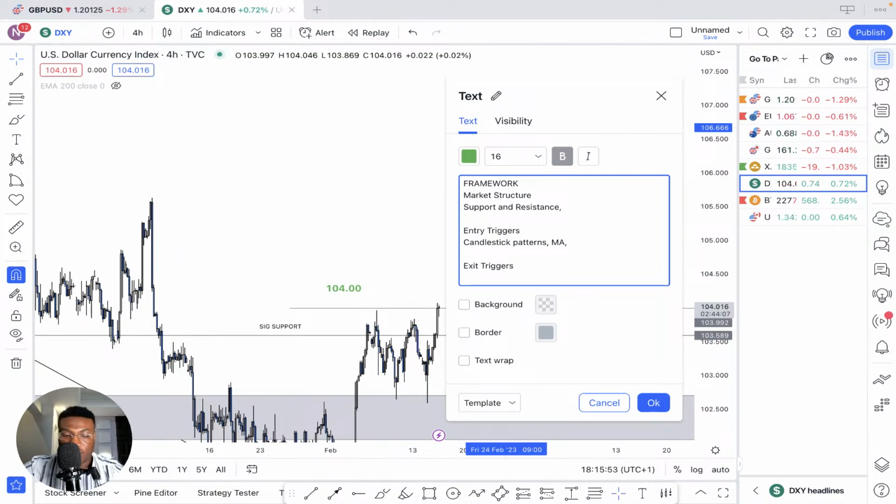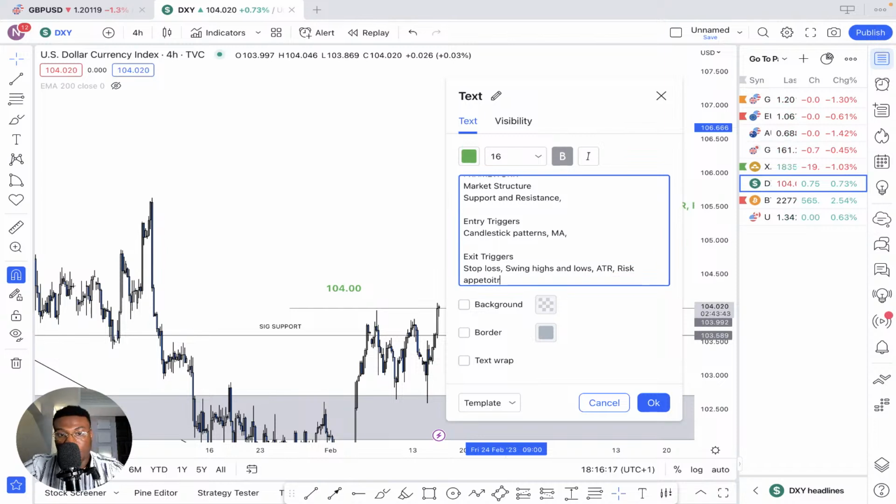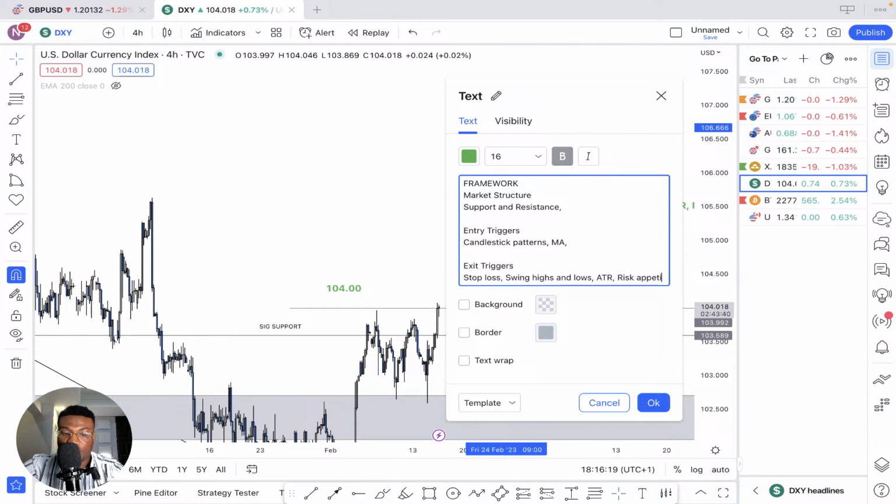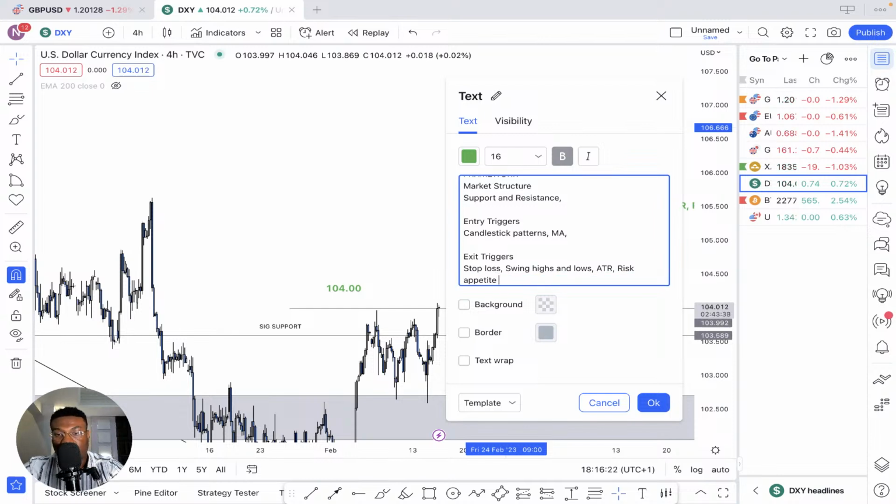So your exit triggers is obviously when you use your stop loss, and you can use swing highs and lows for your stop loss, depending on the time frame. You can also use the ATR indicator. You can use a risk appetite as well. But it's actually very important that you use market conditions to identify your entries and your exits, because then you'll be trading what you see and not what you think, right?